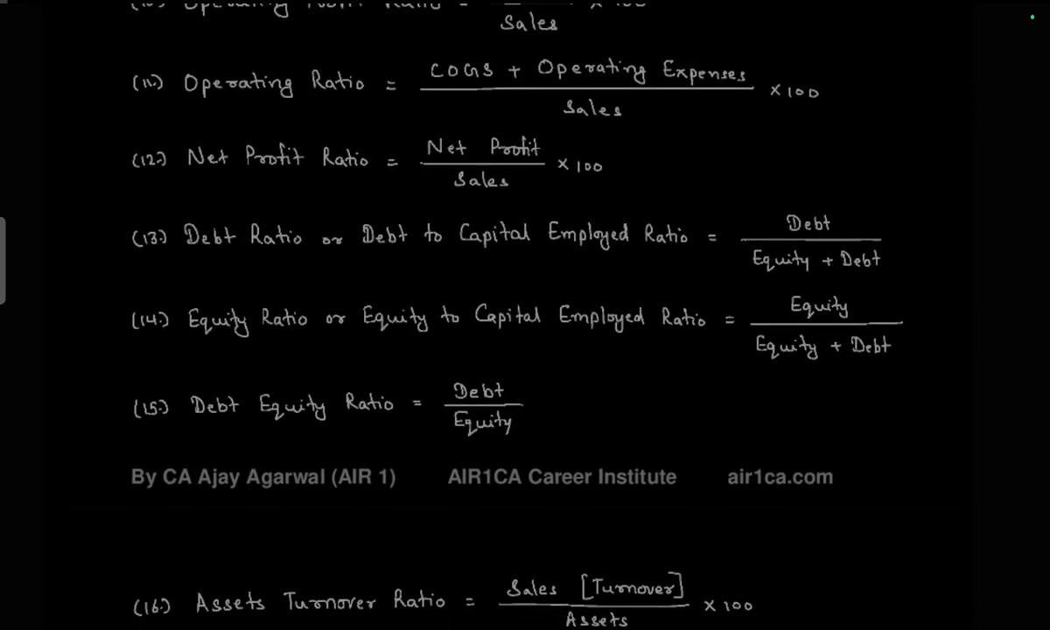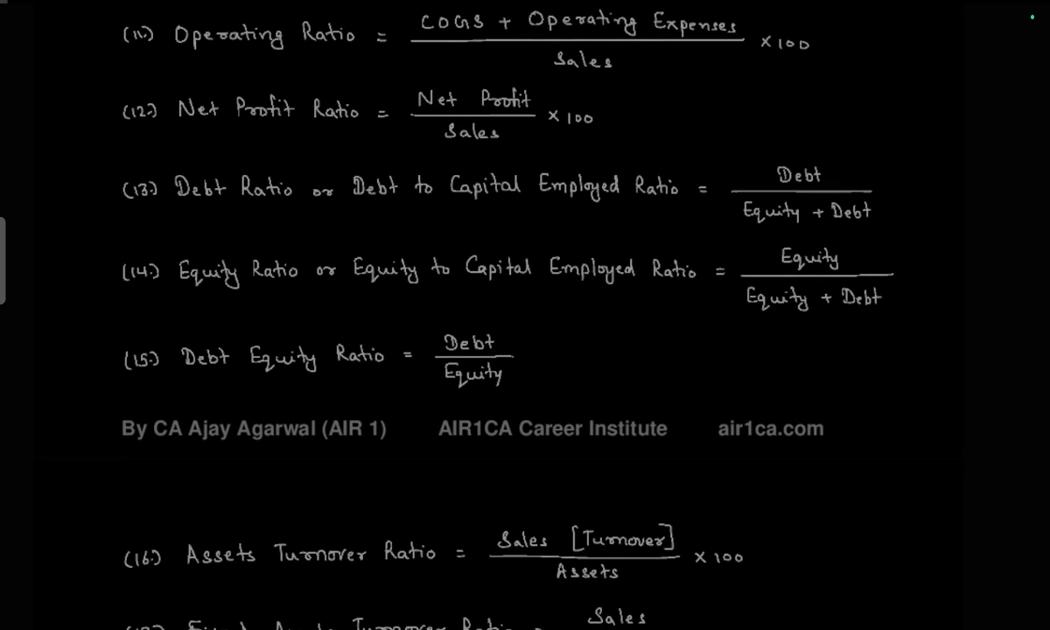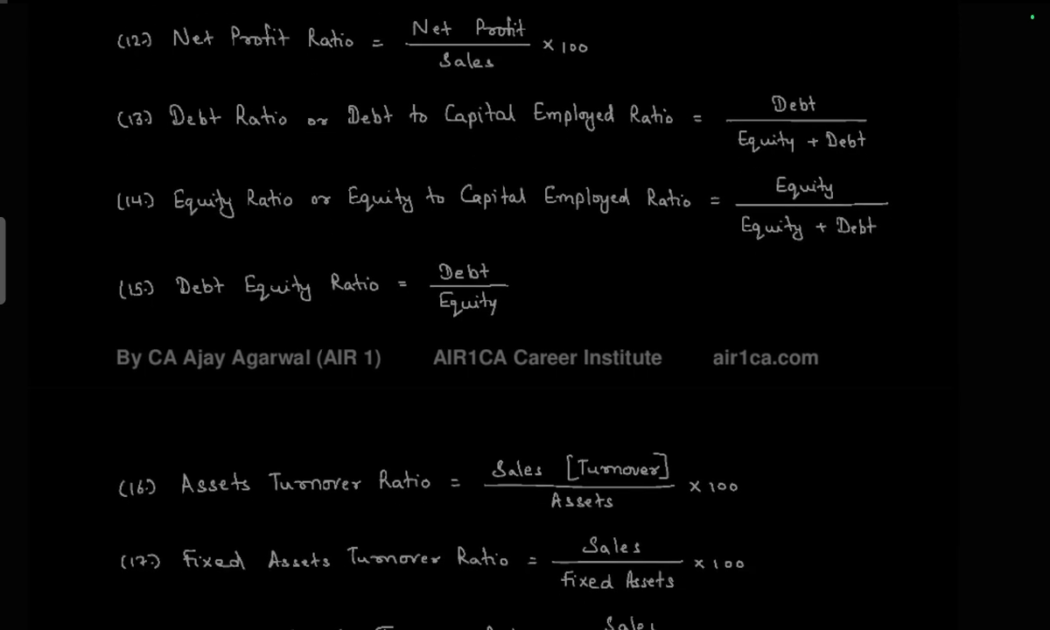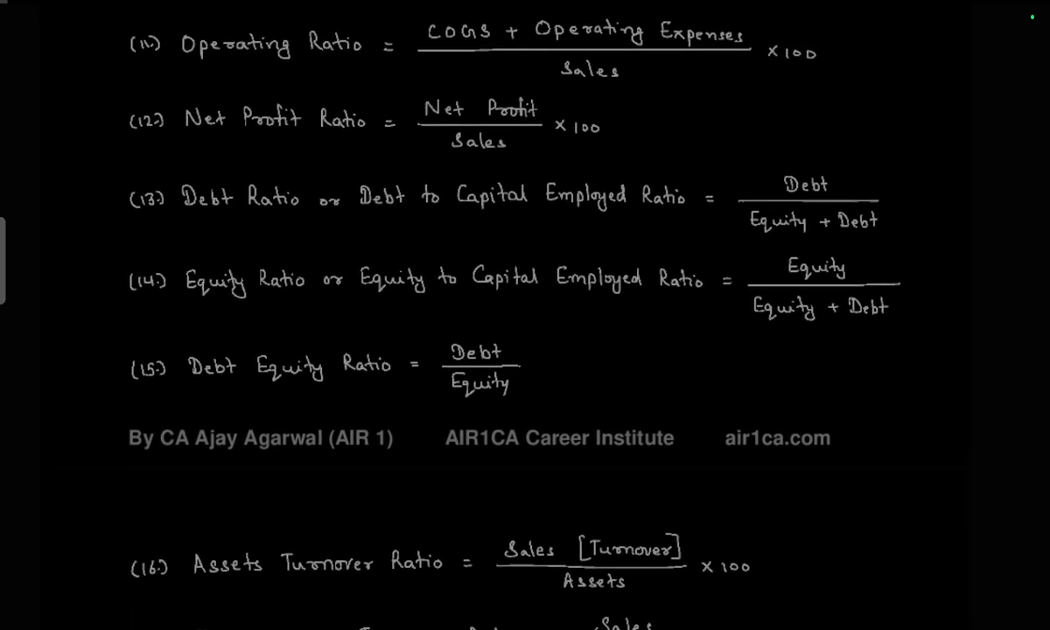Debt ratio, or debt to capital employed: debt divided by equity plus debt. Out of the total equity plus debt, how much is the debt? Equity ratio, or equity to capital employed ratio: out of capital employed, what percentage is equity? If I have taken more loans, I put in less money. You can also get it as 1 minus the debt ratio. Debt equity ratio is different from the debt ratio: debt equity ratio is debt divided by equity.